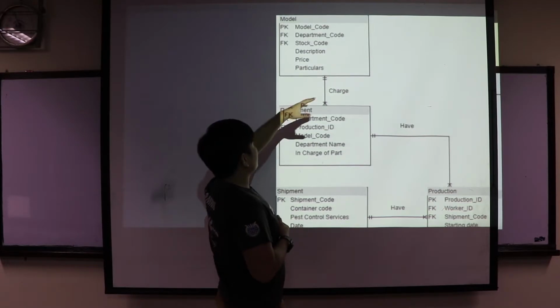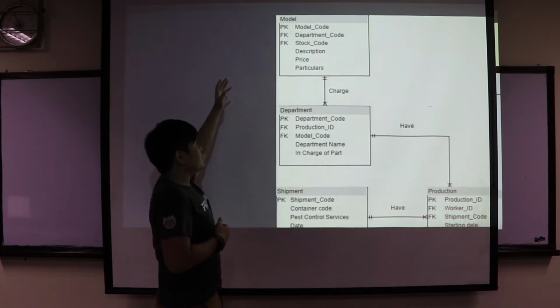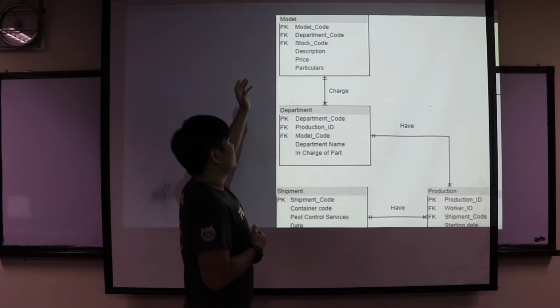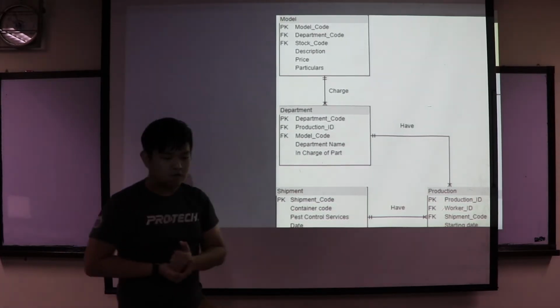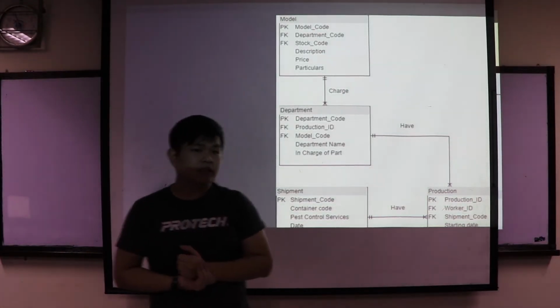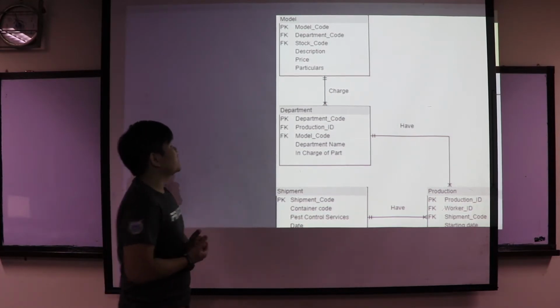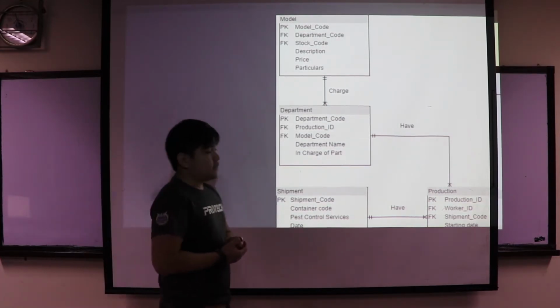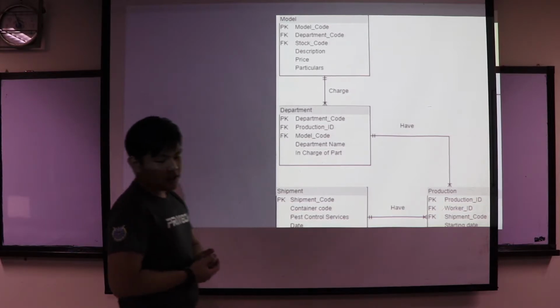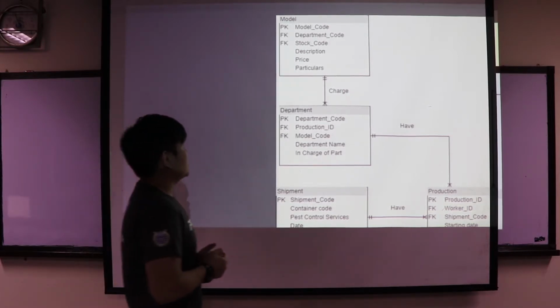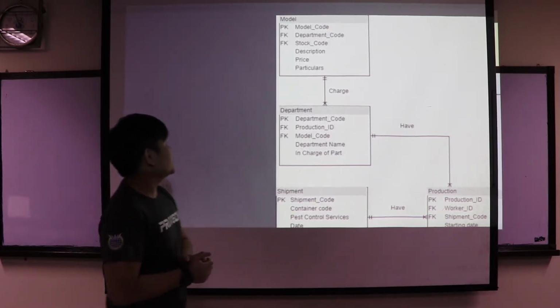we need to list out a model table. Because the question states it has a unique code, we list out the model code as the primary key. So I list out the PK beside the model code, and I list out the description, price, and the particulars. Then back to the question.